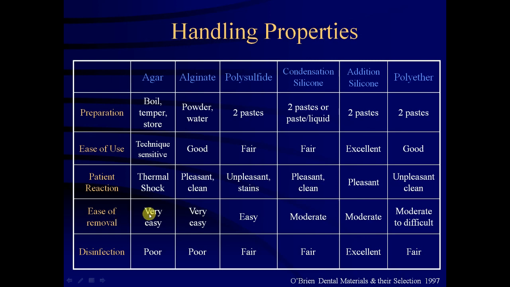Ease of removal. Agar is very easy to remove. Alginate is very easy to remove. Polysulfide is easy to remove. Condensation silicone is moderate to remove. Addition silicone is moderate to difficult to remove, and so is polyether. Disinfection. Agar has poor disinfection. Alginate also has poor disinfection. Polysulfide can't be disinfected well, it has a fair property. Condensation silicone has a fair property. Addition silicone has very good disinfection property. And polyether also has a fair disinfection property.